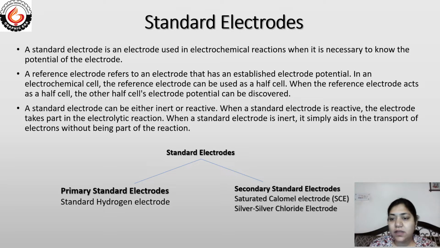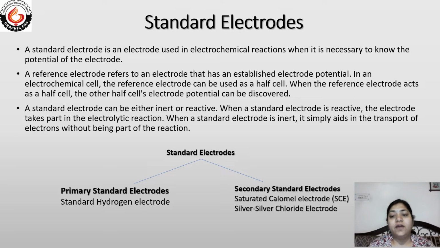Half cell means the electrochemical cell has two electrodes, one cathode and another anode. These two are placed in different chambers, and the first one, which has the cathode, is known as one half cell, and the other one, which has the anode, is the other half cell. When we connect these two, the complete assembly is known as an electrochemical cell. So here the reference electrode acts as either anode or cathode, and the unknown one also acts as either anode or cathode respectively.